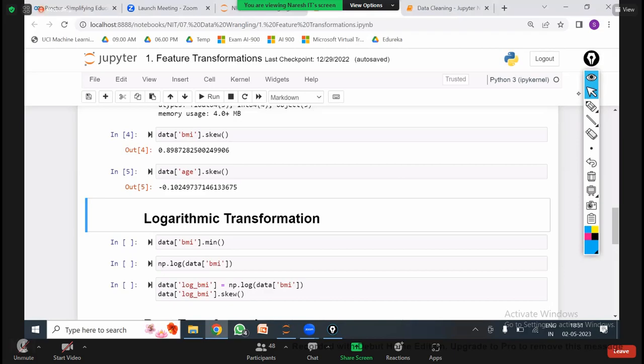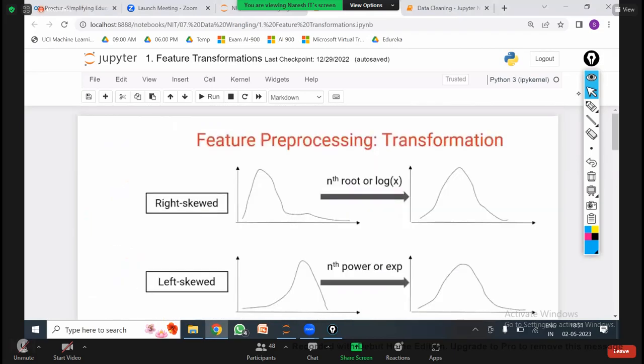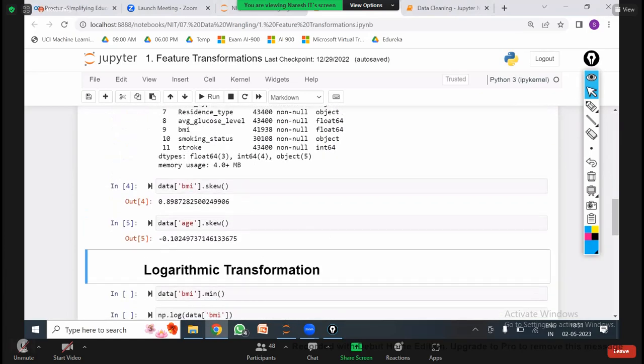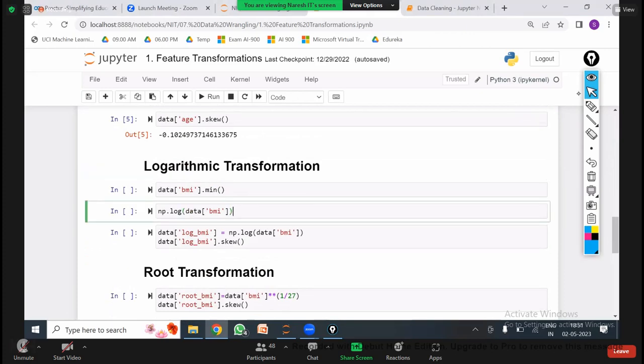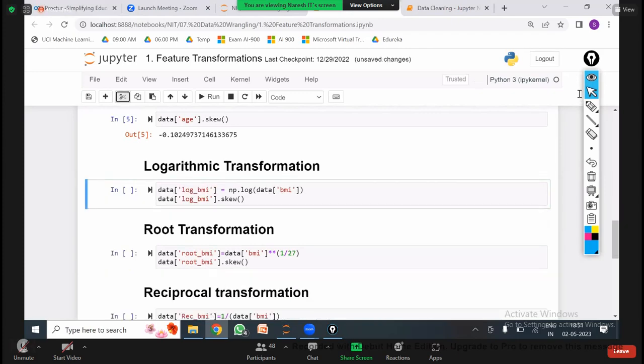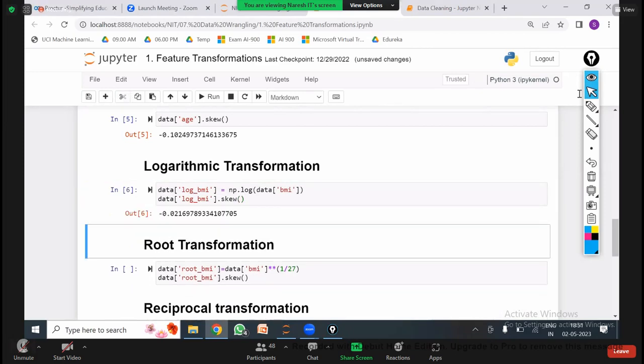Is it right skewed or left skewed? Right skewed. Right skewed means I'm going to try with the log x or nth root. Let us try. First, I'm going to try with the log. So how to check the log? np dot log of data of BMI. For that, I'm going to apply the skewness. Now, what is the skewness? After applying the log, the skewness value is just minus 0.02.